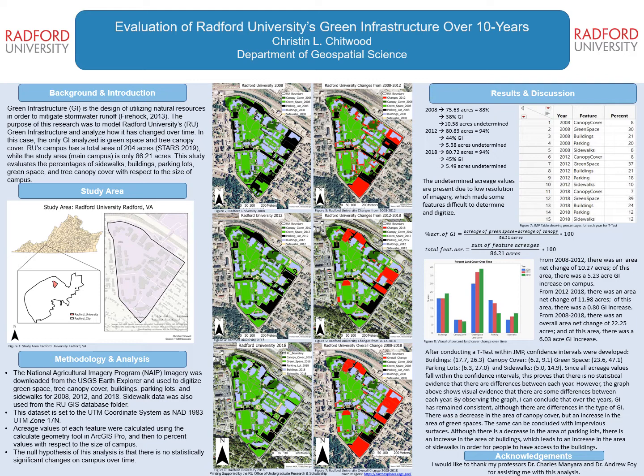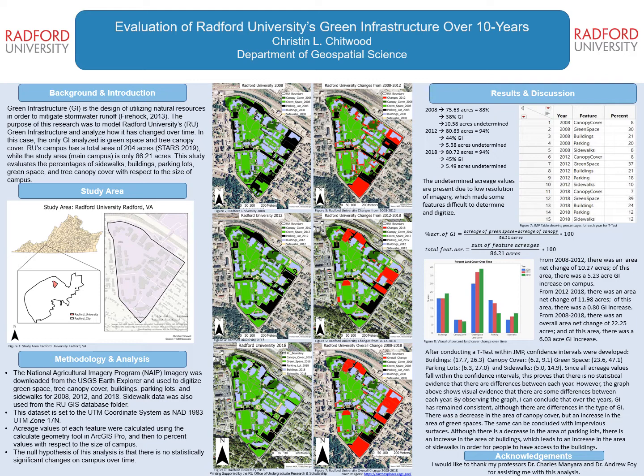For 2012, the total area of features was 80.8 acres, leaving a remaining area of 5.38 acres undetermined. These areas summed cover 94% of the main campus. The differences between 2008 and 2012 have a total change of 10.3 acres. Of this area, there was a 5.23 acre increase of green infrastructure and a total of 44% green infrastructure on campus. For 2018, the total area of features was 80.7 acres, leaving a remaining 5.5 acres undetermined.